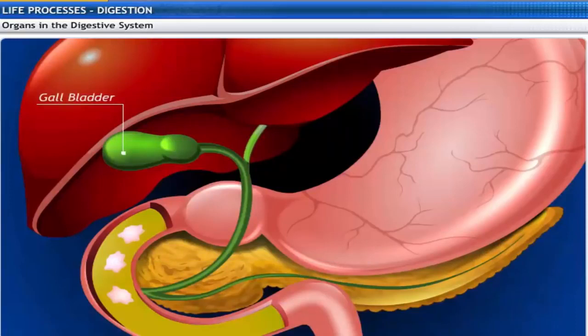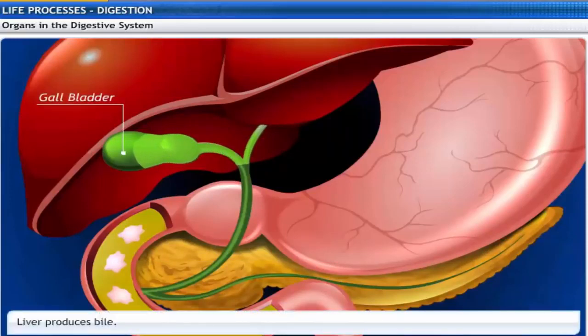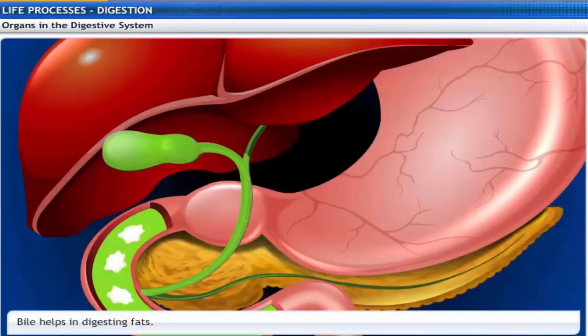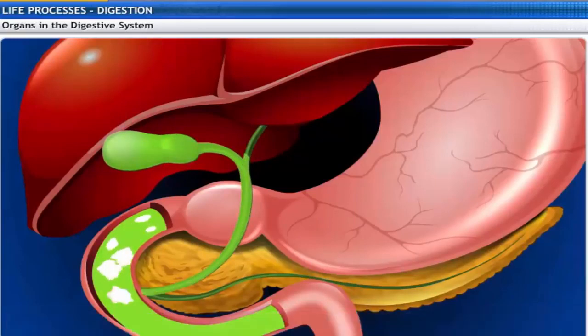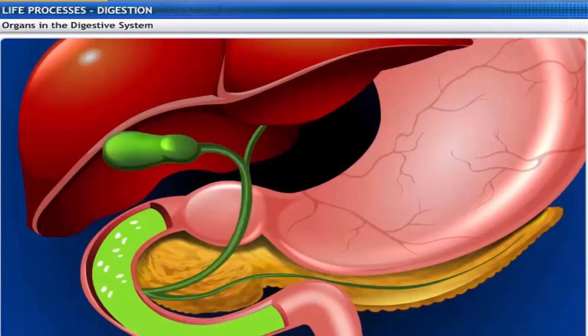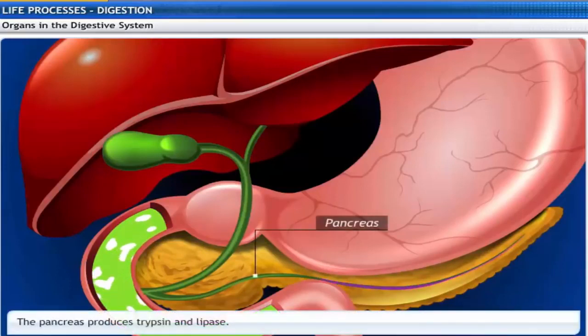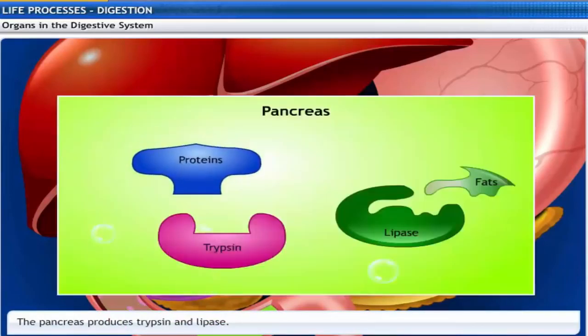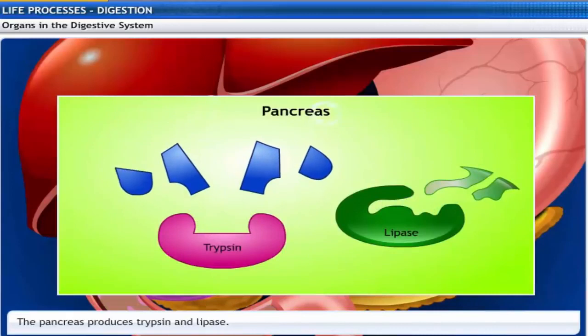The liver is a digestive gland that produces bile, which is stored in the gallbladder until it is required. Bile contains bile salts that break down the fat into smaller globules. Bile juice also makes the food alkaline for pancreatic and intestinal enzymes to act on it. The pancreas produces pancreatic juice that contains enzymes such as trypsin and lipase, which help to break down proteins and fats.